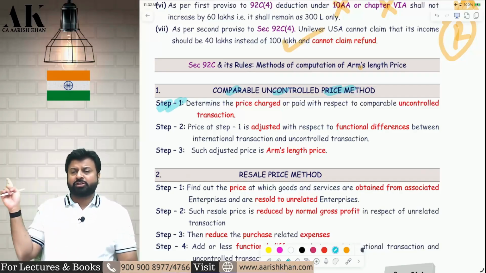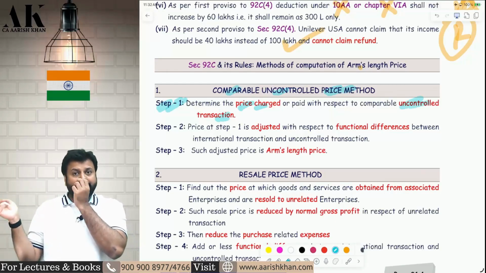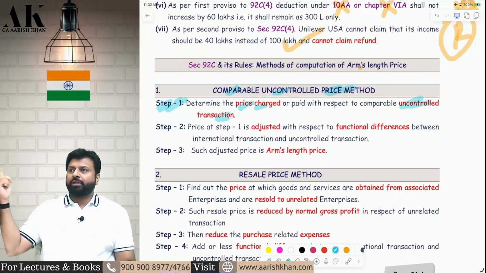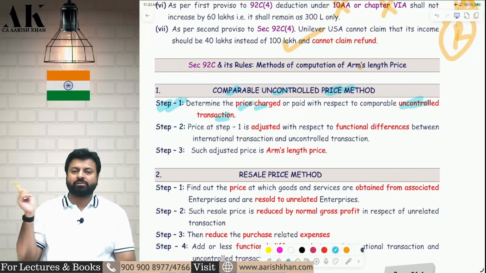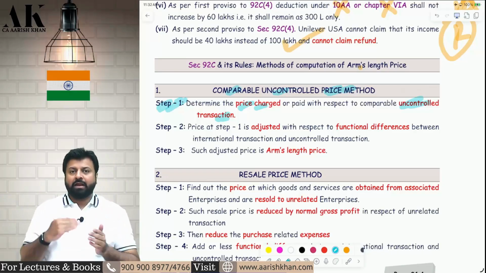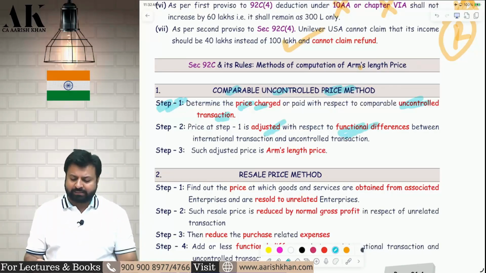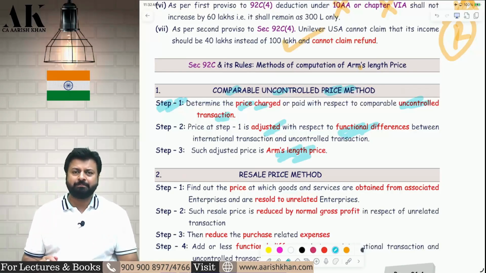Now, step number 1 in comparable uncontrolled price. You need to find out the price charged or paid with respect to the uncontrolled transaction. That is, find out the third party price. So to a third party you are selling for 3,000, to your associate enterprise you are selling for 2,000. So take 3,000 as the base price and then find out the functional difference between both of them. Whatever the functional difference is, you have to add or less it in the third party price. Then you will get your arm's length price. Very simple method, nothing great as such.